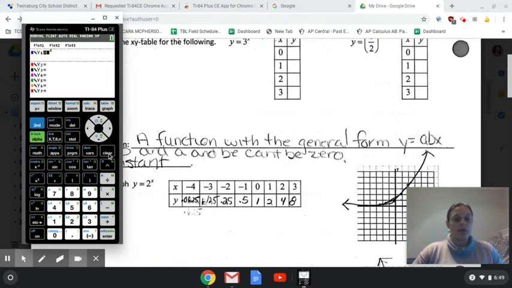And what I want you to do on your y equals, just some housekeeping things. I want to make sure that nothing is on. So all your plots should be off. If one of them is on, go on top of it and hit enter. Make sure there's nothing in your y equals.